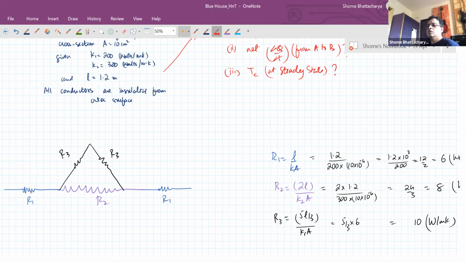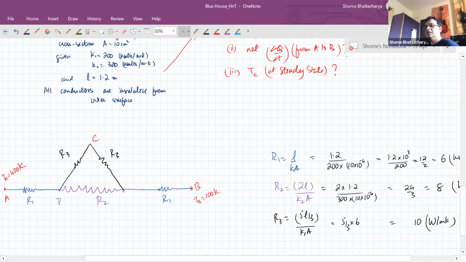Now in this point, A is at a temperature given to us, I think it was 400 Kelvin. This point B is at a temperature given to us, 100 Kelvin. This point C was named, and let us just name these two other points also as D and E. So the first thing we will do is combine these two in series, so it will become R3 plus R3. And then we'll combine that with R2 in parallel.